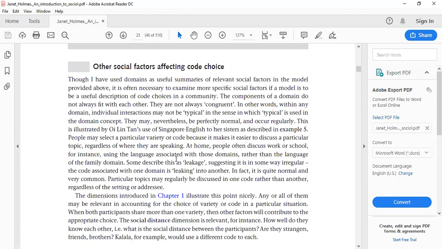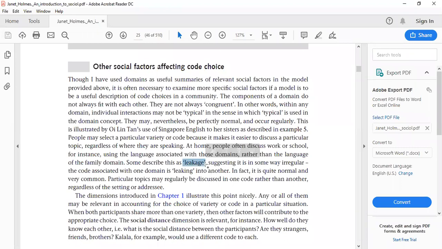There's one important point. I hope I've already explained it in a lot of detail in the last lecture, so I don't need to go into detail. However, there is one point that I want to explain, which is the term leakage. At home, people often discuss work or school, for instance, and use the language associated with those domains. We use the same language in a different domain, and that is called leakage. Now, there is a difference between code choice based on those scales we studied in chapter 1, and leakage. Leakage is when, because of the topic, you are discussing something from a different domain in another domain, and you use that code choice.